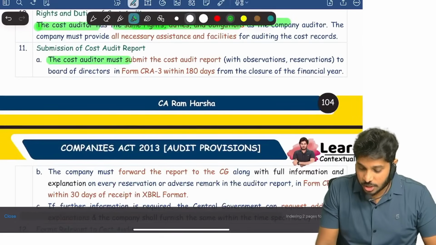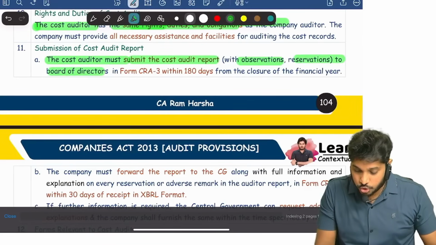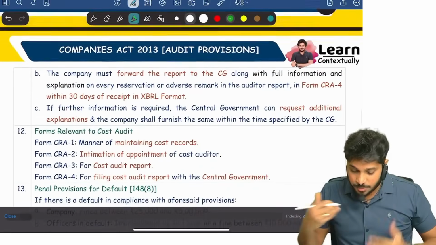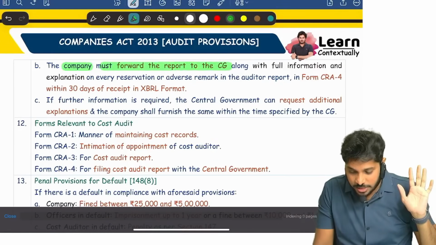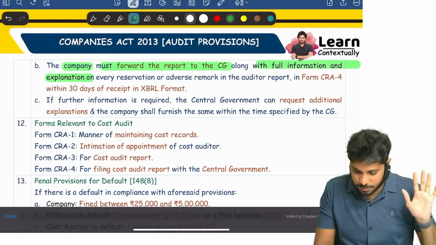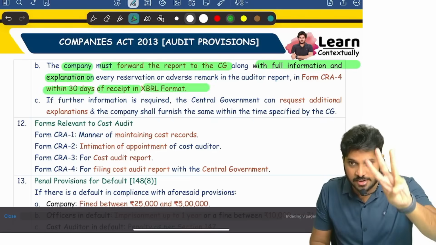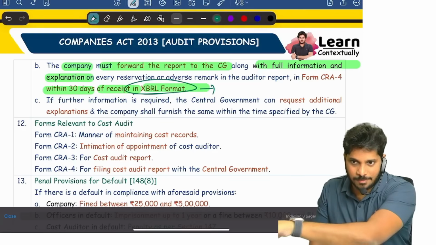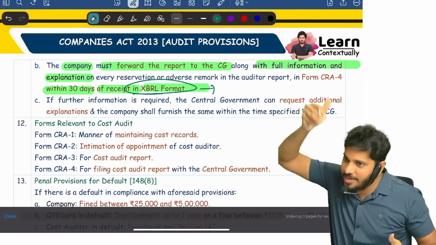Finally, the cost auditor must submit the cost audit report along with observations and reservations to the board of directors within 180 days from the closure of the financial year. Once the board of directors receive it, they need to forward it to the central government, right? The company must forward the report to the central government with full information and explanation within 30 days of receipt in XBRL format. What is XBRL? I mean, in XBRL format they need to file. Within 30 days of receipt, in XBRL format, they need to file with the central government.